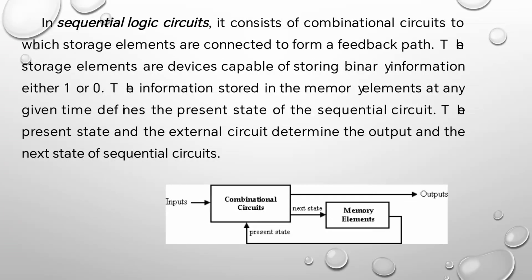In sequential logic circuit, it consists of a combinational circuit to which storage elements are connected to form a feedback path. The storage elements are devices capable of storing binary information, either 1 or 0. The information stored in the memory elements at any given time defines the present state of the sequential circuit. The present state and the external input determine the output and the next state of the sequential circuit. So the inputs are given to the combinational circuit, and memory elements are mixed with the combinational circuit, and then it will get the output.